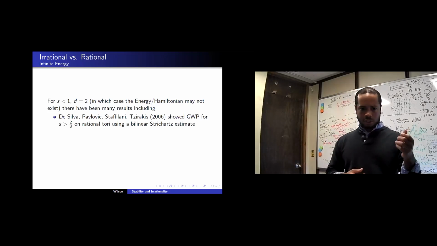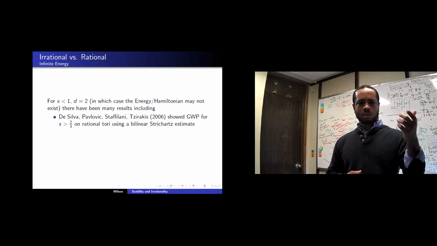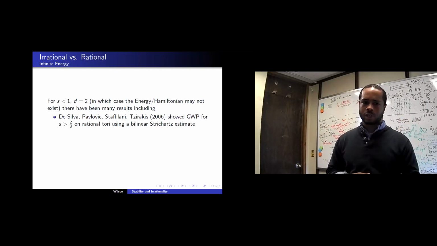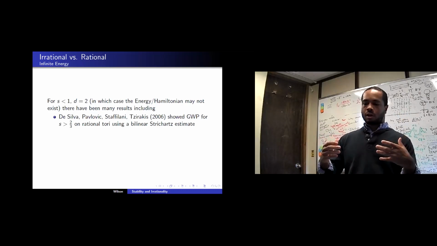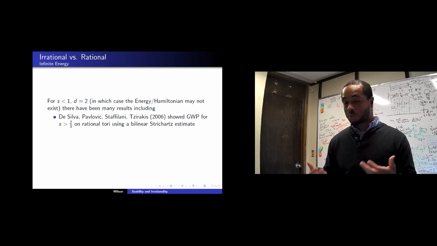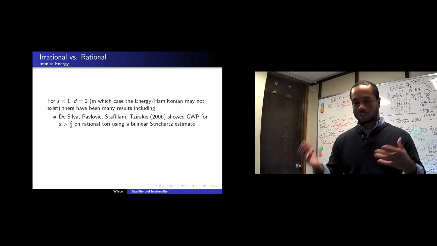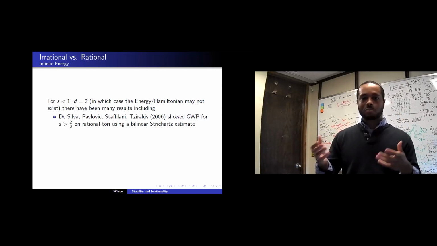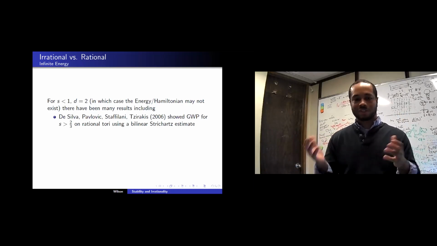So I believe the first attempt at this was De Silva, Pavlovic, Staffilani, and Tzirakis in 2006, which showed that if your regularity is high enough, meaning that you have more than 2/3 of a derivative, and I apologize for speaking about fractional derivatives or anything like this.